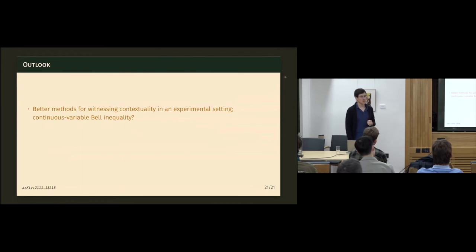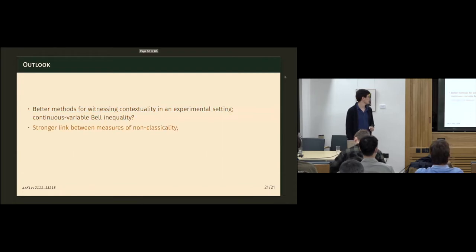And now the outlook, because as was said just earlier, it also gives a lot of questions to study. We're trying to see whether it gives a witness or better witnesses to witness contextuality in experimental settings, to see whether we could derive a proper continuous variable Bell inequality, which is something that is not obtained yet in the literature. We also try to find stronger links between measures of non-classicality, not necessarily only qualitative links like that. We also want to have quantitative links.